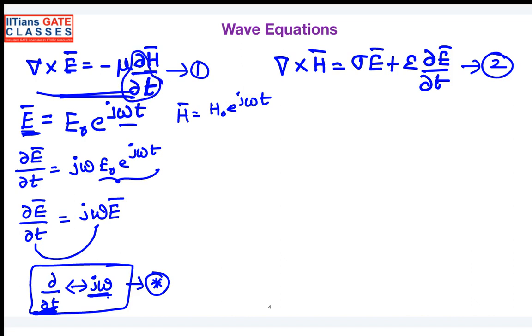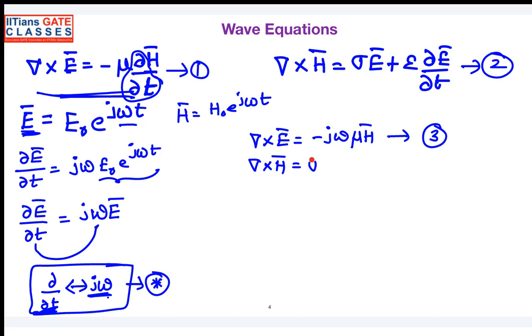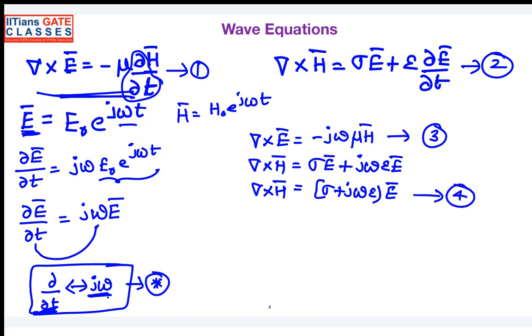So what is your first equation going to become? Curl of E is equal to minus j omega mu H. Let me call it the third equation. And similarly, your curl of H is going to become sigma E plus j omega epsilon times E. So I can call it curl of H is equal to sigma plus j omega epsilon into E. I will call it equation 4.